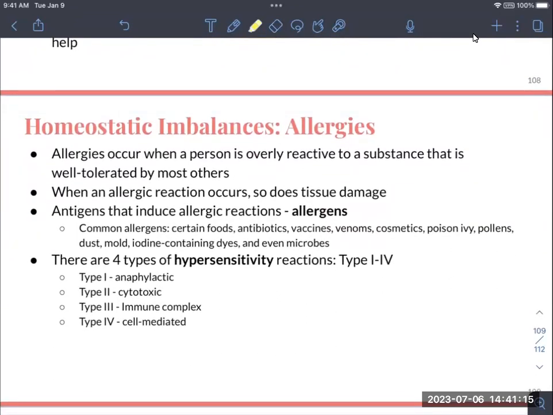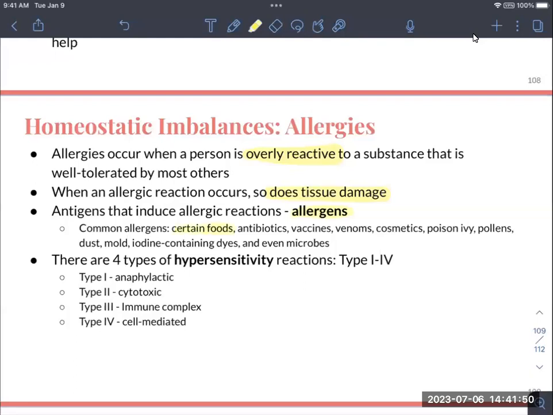Another immune problem is allergies. This is when somebody is overly reactive to some sort of substance that most people tolerate just fine. When an allergic reaction occurs, there is tissue damage that happens every time. The antigens that cause an allergic reaction are known as allergens.